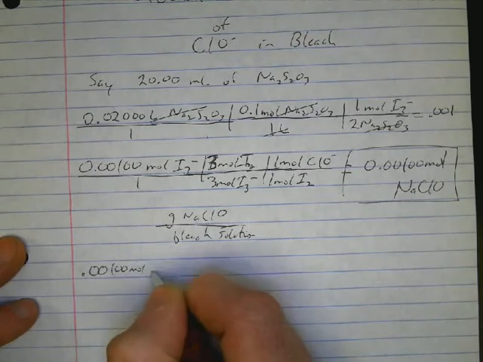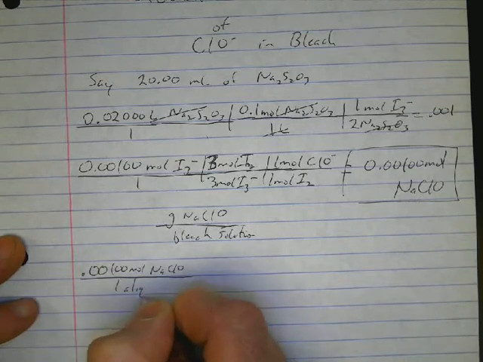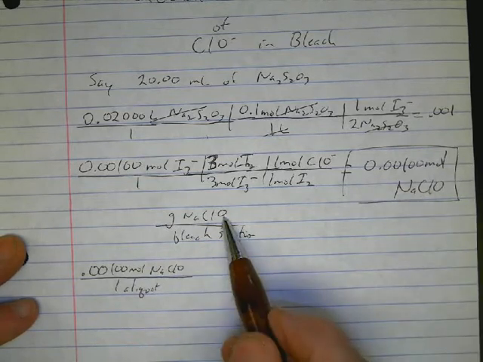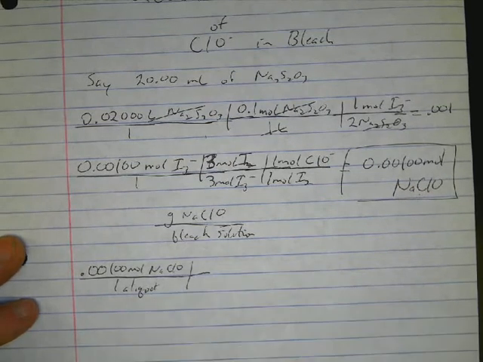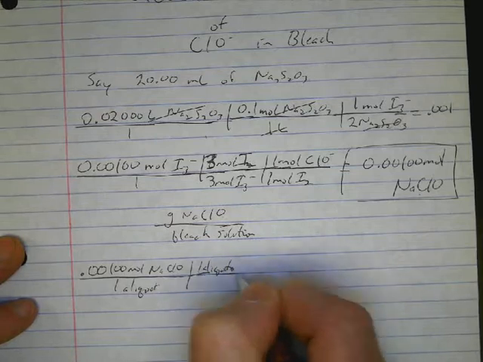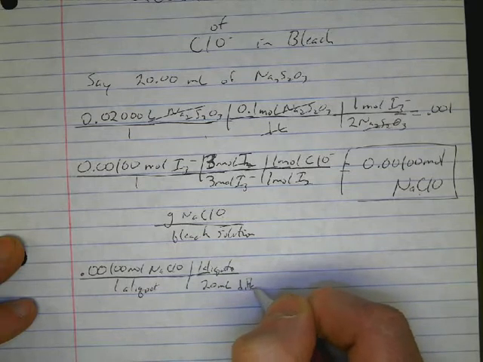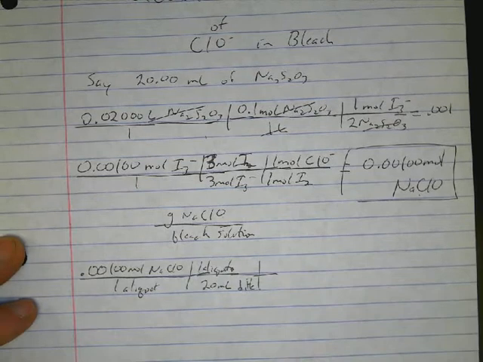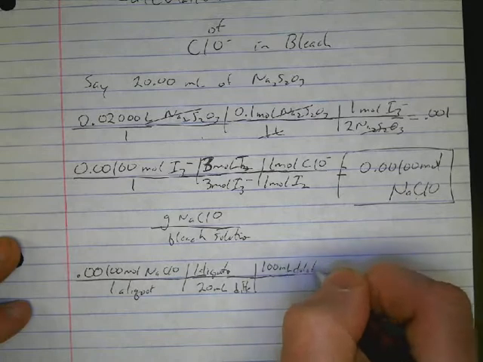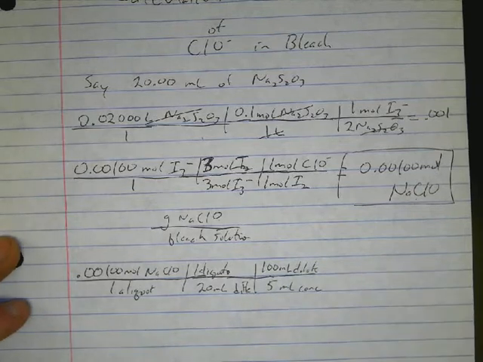0.001 moles of sodium hypochlorite in 1 aliquot. Okay, notice that's the piece that's on top. So this moles is going to eventually convert to that grams. I know that an aliquot, remember what the aliquot was? The aliquot was 20 milliliters of the diluted stuff, and 100 milliliters of the diluted stuff was made from 5 milliliters of the concentrate.